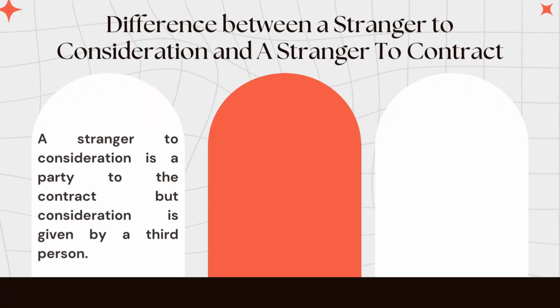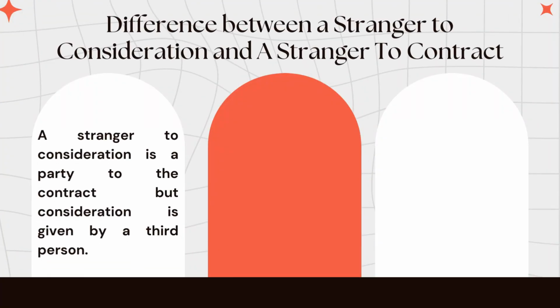We have to see the difference between a stranger to a consideration and a stranger to a contract. A stranger to a consideration is actually a party to the contract, but the consideration is given by a third person. That means he is very much an integral part of the contract. But in terms of consideration, some third party has to pay.